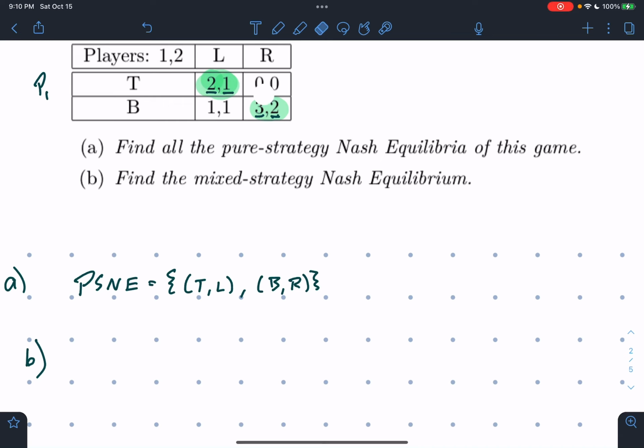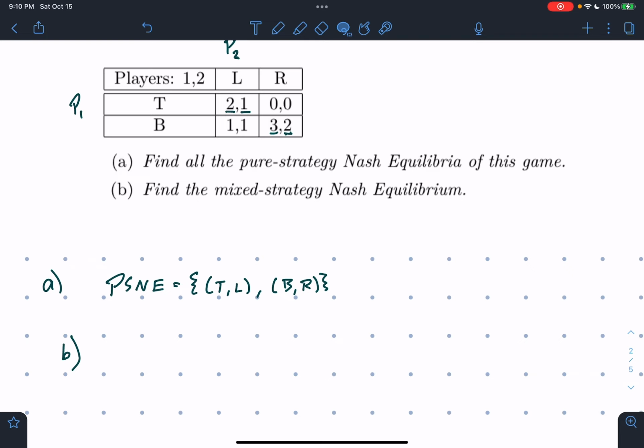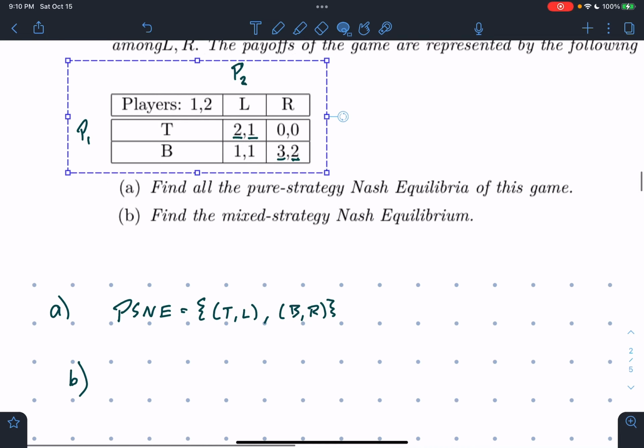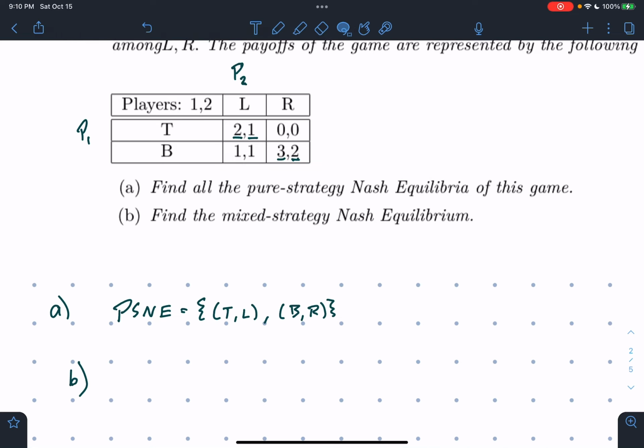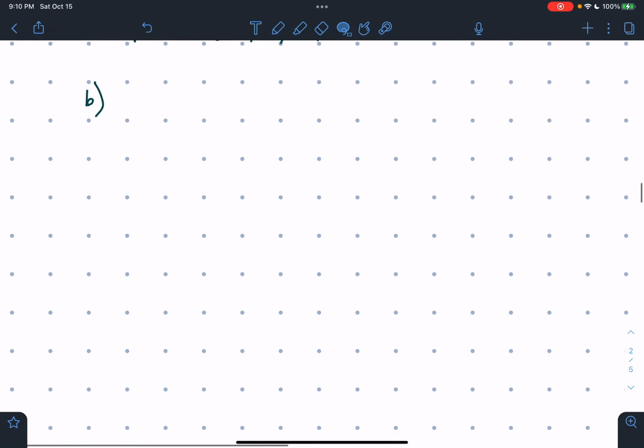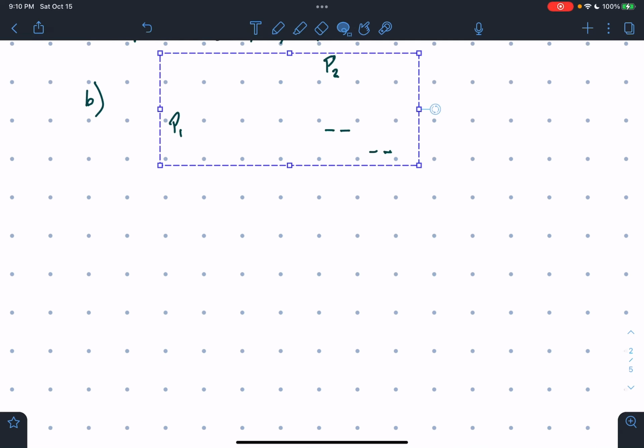I'm going to take a little selection of this and bring it down below so that we can reference it without having to keep scrolling up and down.